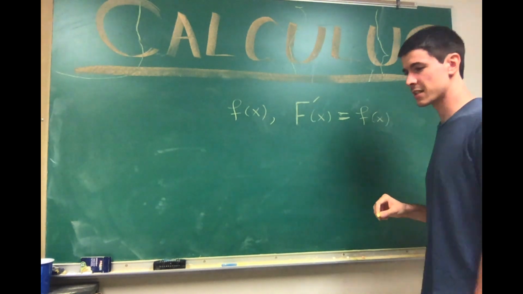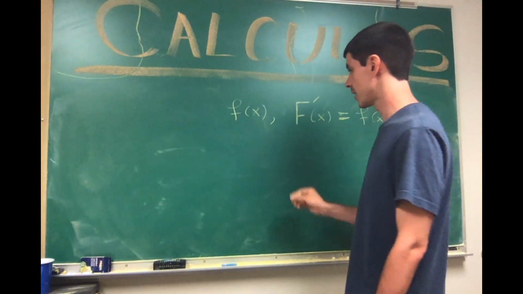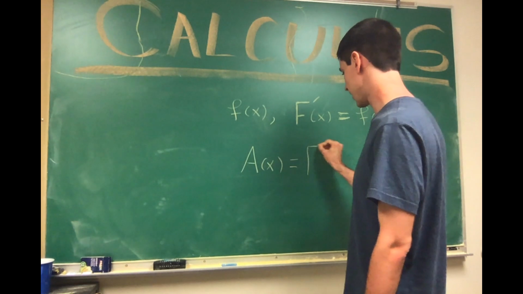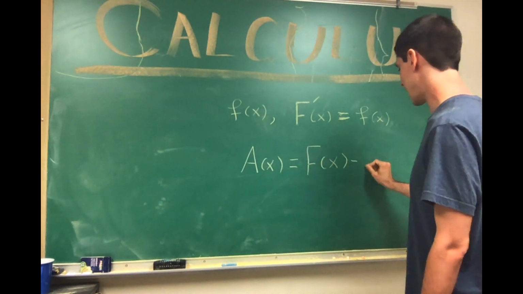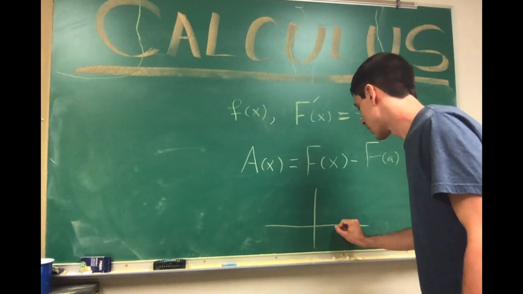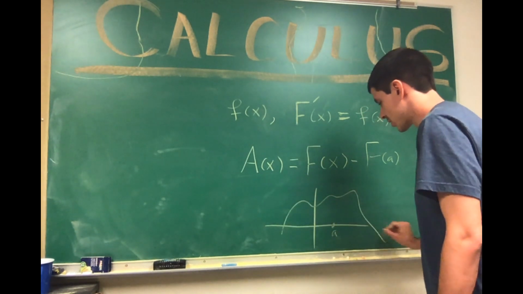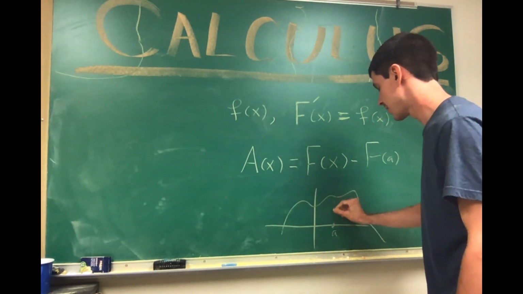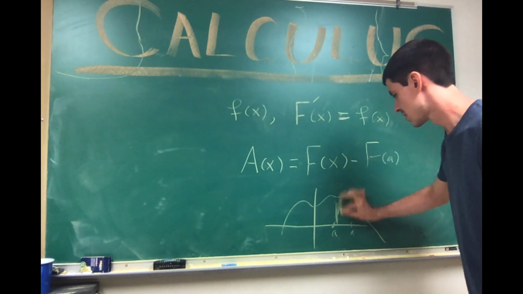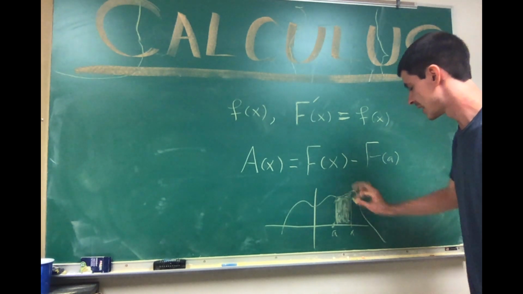And to summarize what I have been saying about the area, A of x equals F of x minus F of a, where a is whatever the point is that we start at. So this is a function, a is the point we start at. So this is x, the area between x equals a and x.